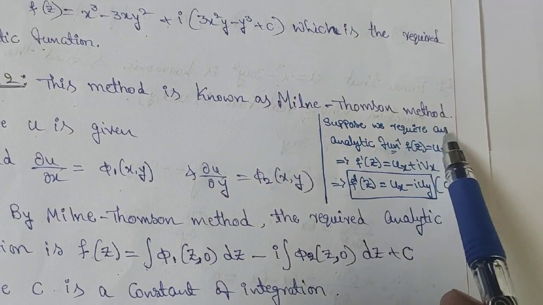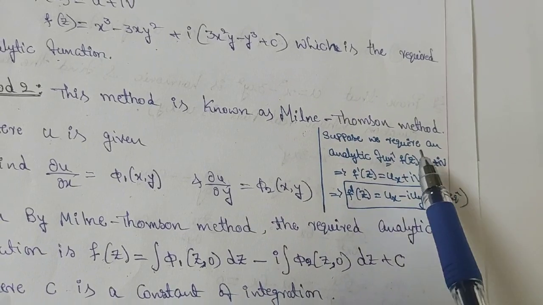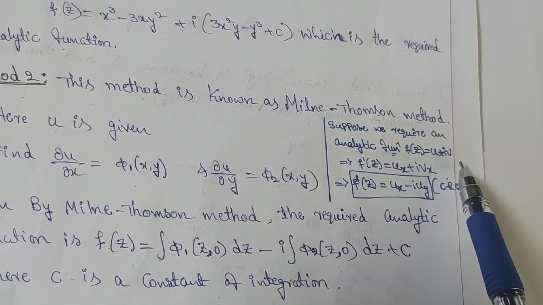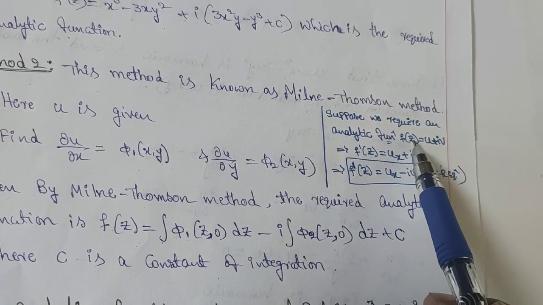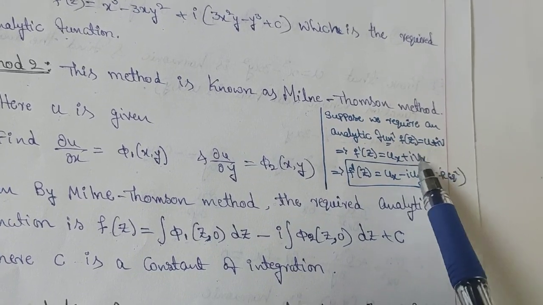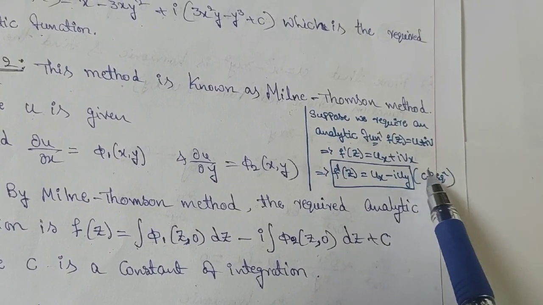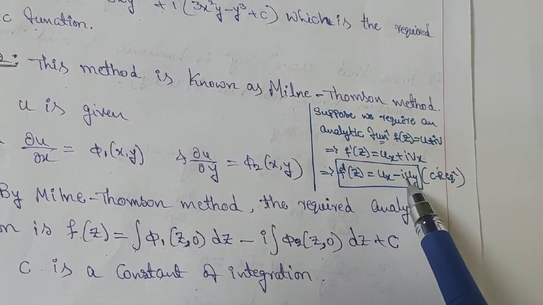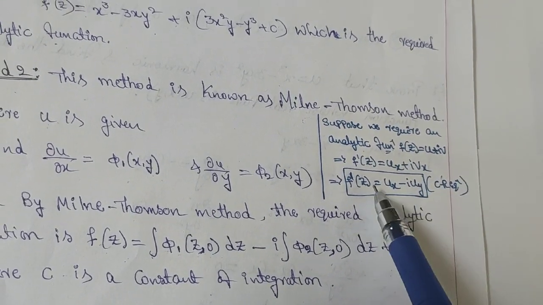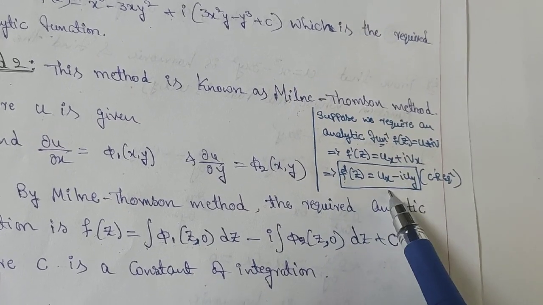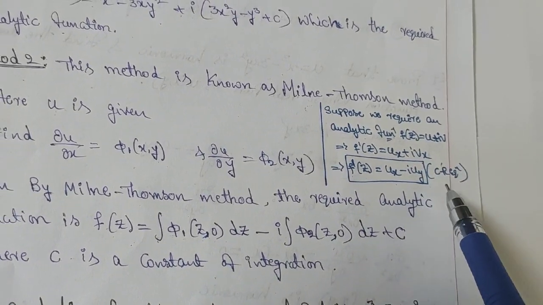Suppose we require an analytic function f(z) = u + iv. Differentiating with respect to x, we get f'(z) = ux + i vx. Then apply the CR equation: vx is equal to minus uy, that is, ∂u/∂y equals minus vx. Substituting, we get f'(z) = ux minus i uy. That means we are substituting the CR equations.